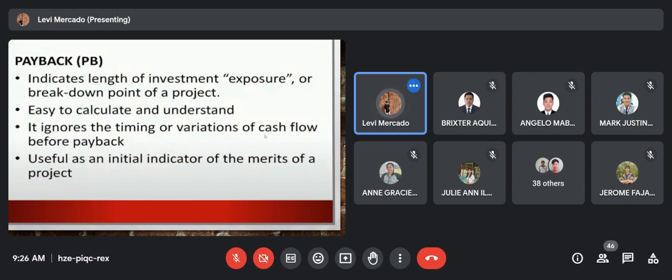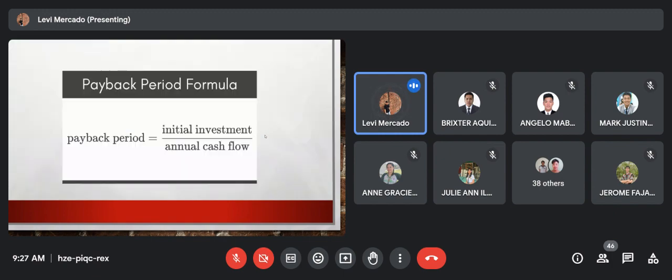Yun yung start ng payback period. In simple terms, yun yung length of time where an investment reaches the break-even point. And from there, start na yung payback period. Dito sa other definition, sinasabi, it is easy to calculate and understand, and it ignores the timing or variations of cash flow before payback. So, payback period formula is initial investment over the annual cash flow.